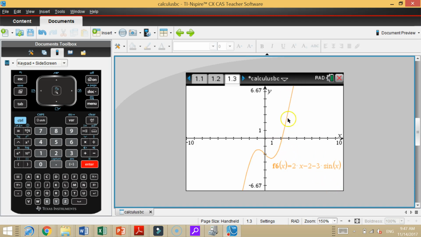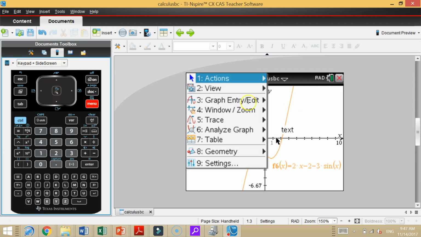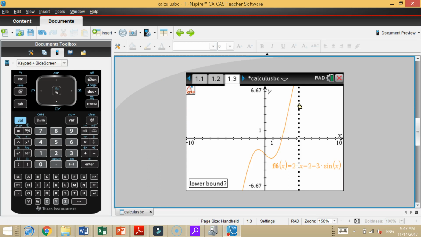And this is the second derivative, remember. It changes from a negative value to a positive value up here. So let's find that zero. Menu, Analyze Graph, Zero, crossover, 2.20675.